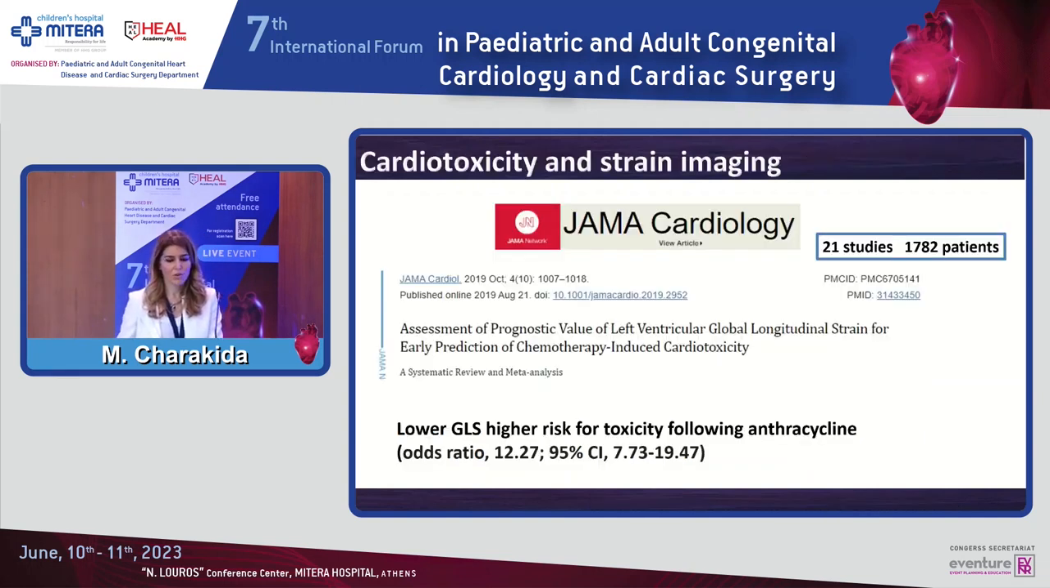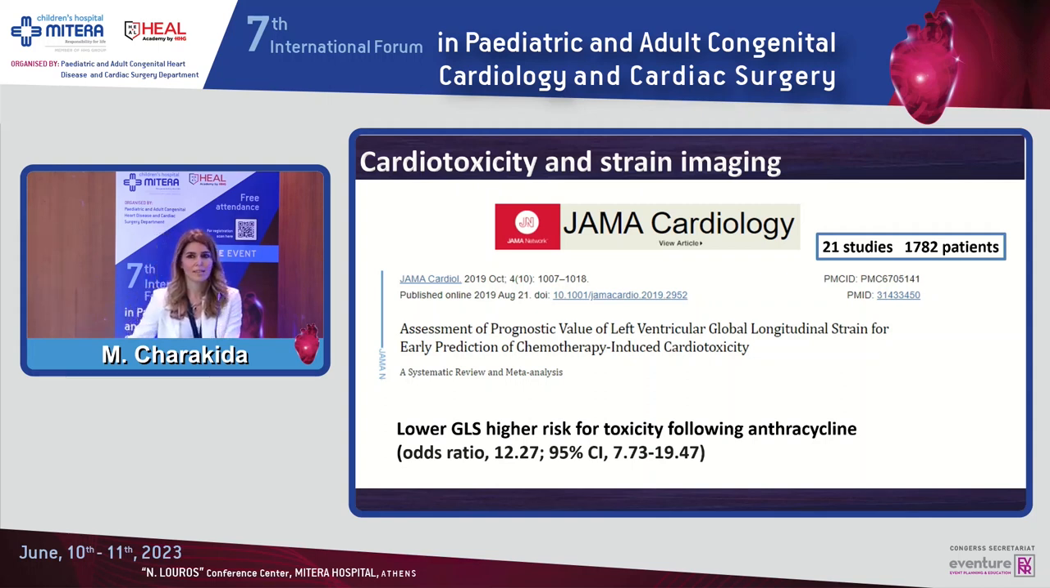And we have also other recent data that demonstrate, in a meta-analysis of 21 studies and 1,782 patients, mostly again here in adults, that the lower GLS can give us important information about the risk for toxicity. So if patients, for example, start anthracycline treatment, we are doing the strain measurements, and we can use the strain to guide us and to predict what is going to happen in the follow-up of these patients.